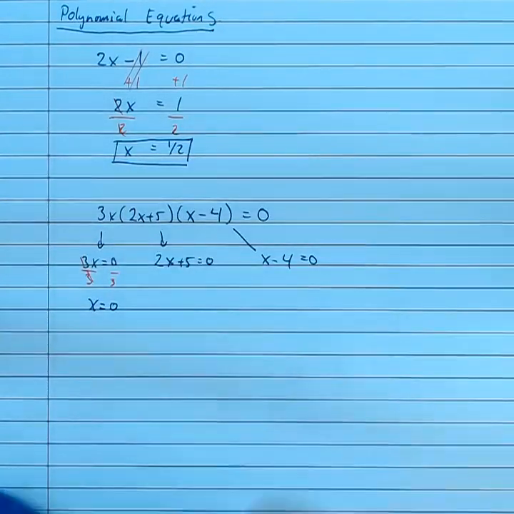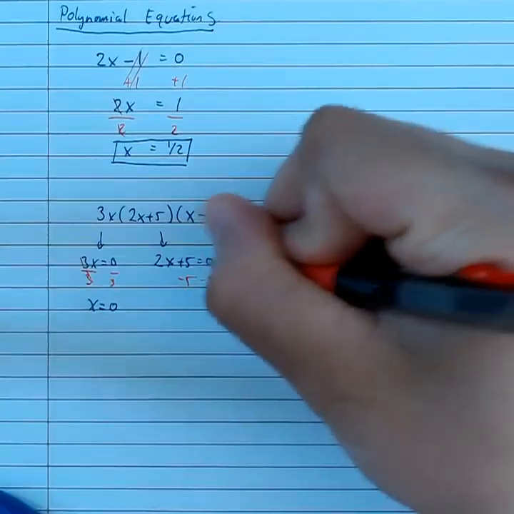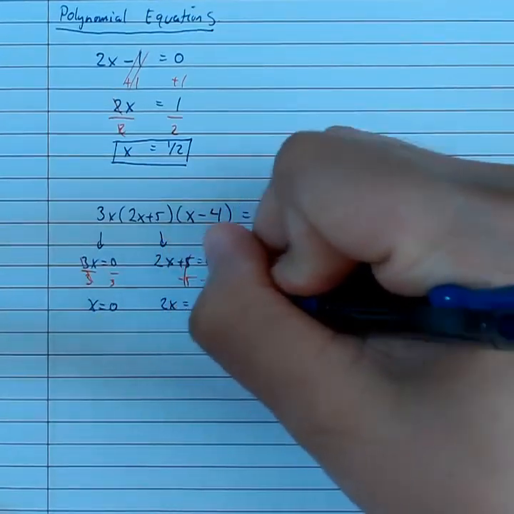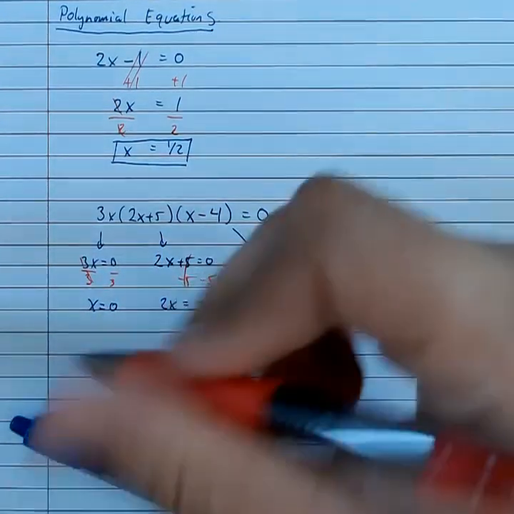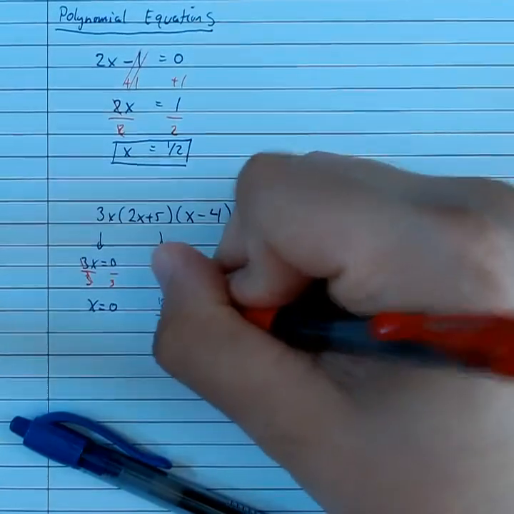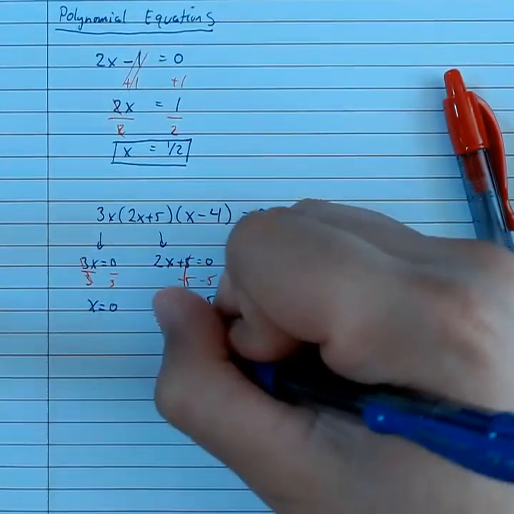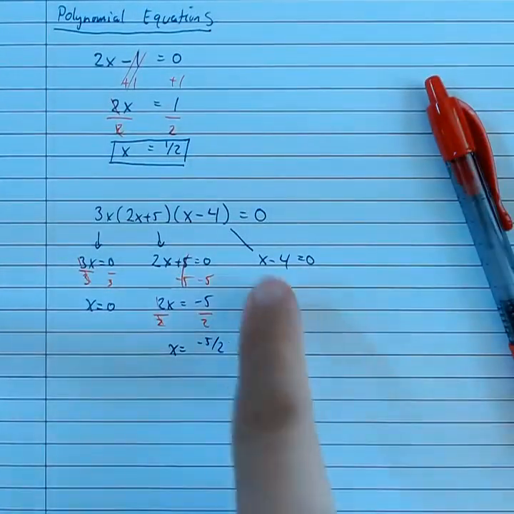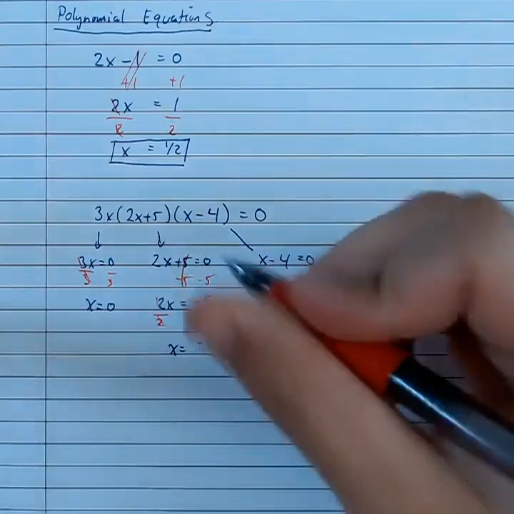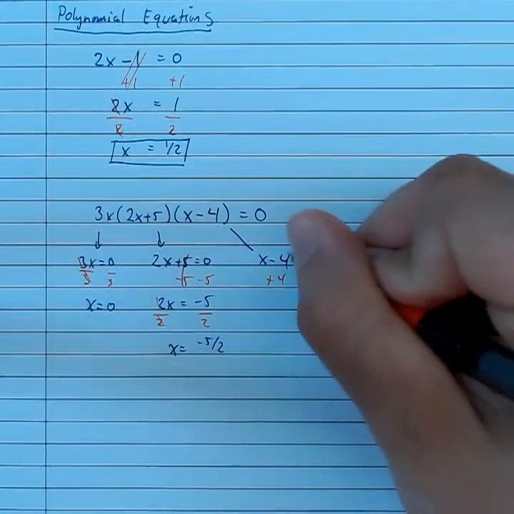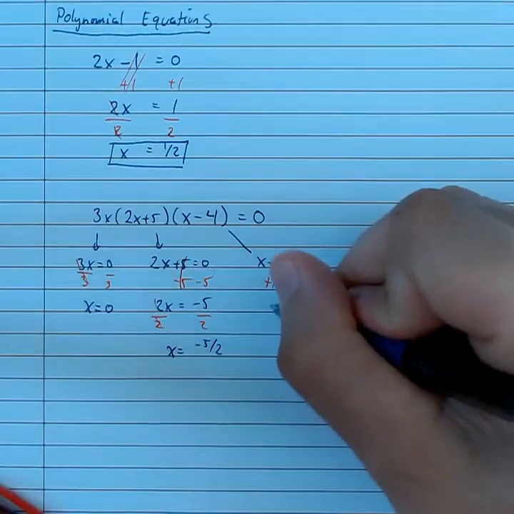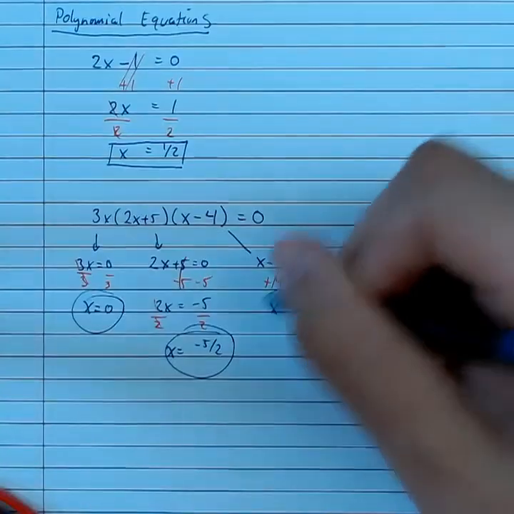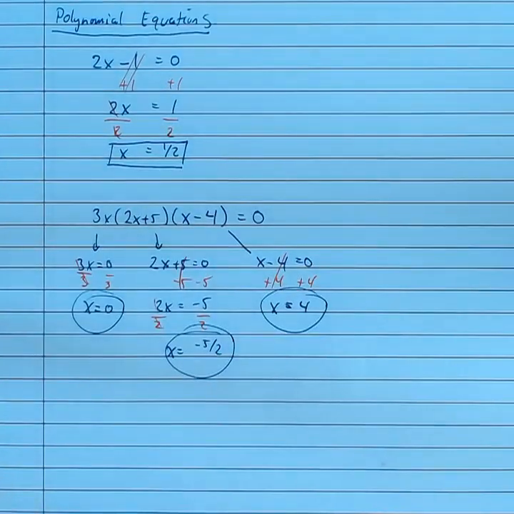Of course, that's not the only solution. Here, I can subtract 5 from both sides to give me 2x is equal to negative 5. And then if I divide both sides by 2, that'll isolate my x to give me x is equal to negative 5/2. And here, I can go ahead and add 4 to both sides to isolate my variable. That'll give me x is equal to positive 4. And this gives me 1, 2, 3 different solutions to my problem.